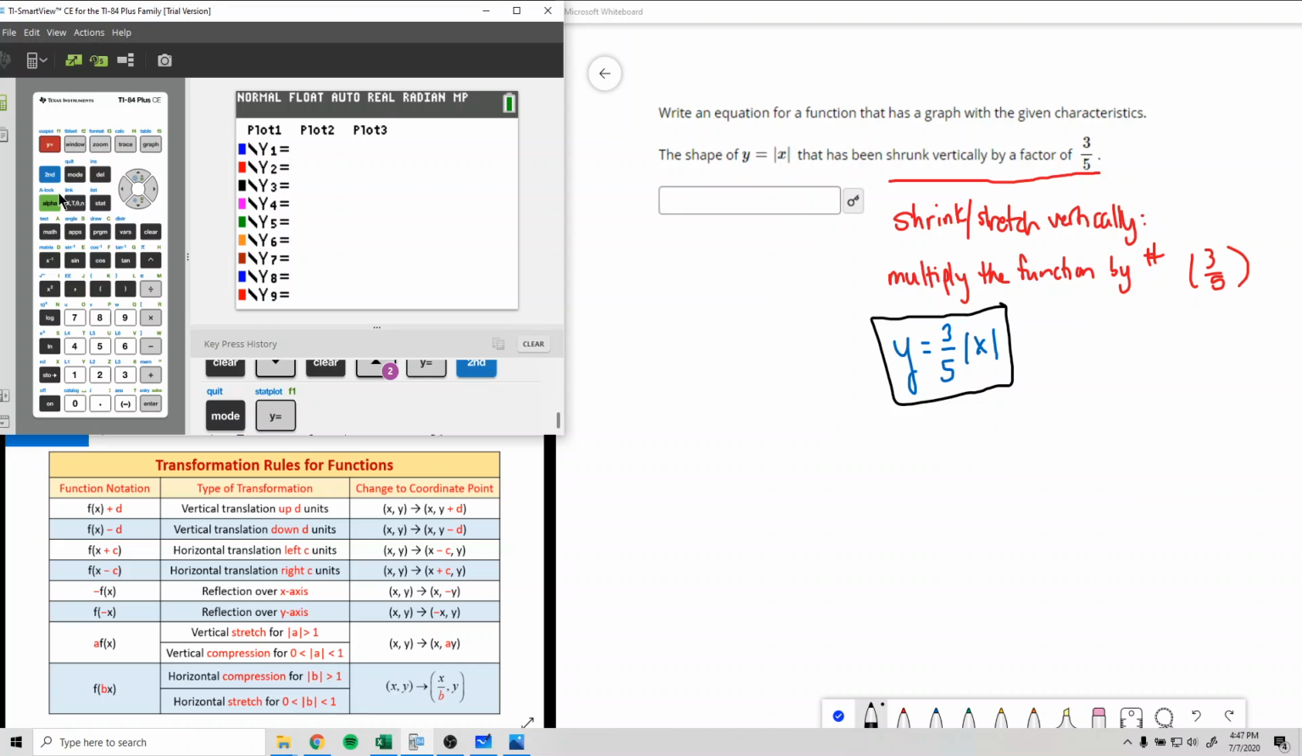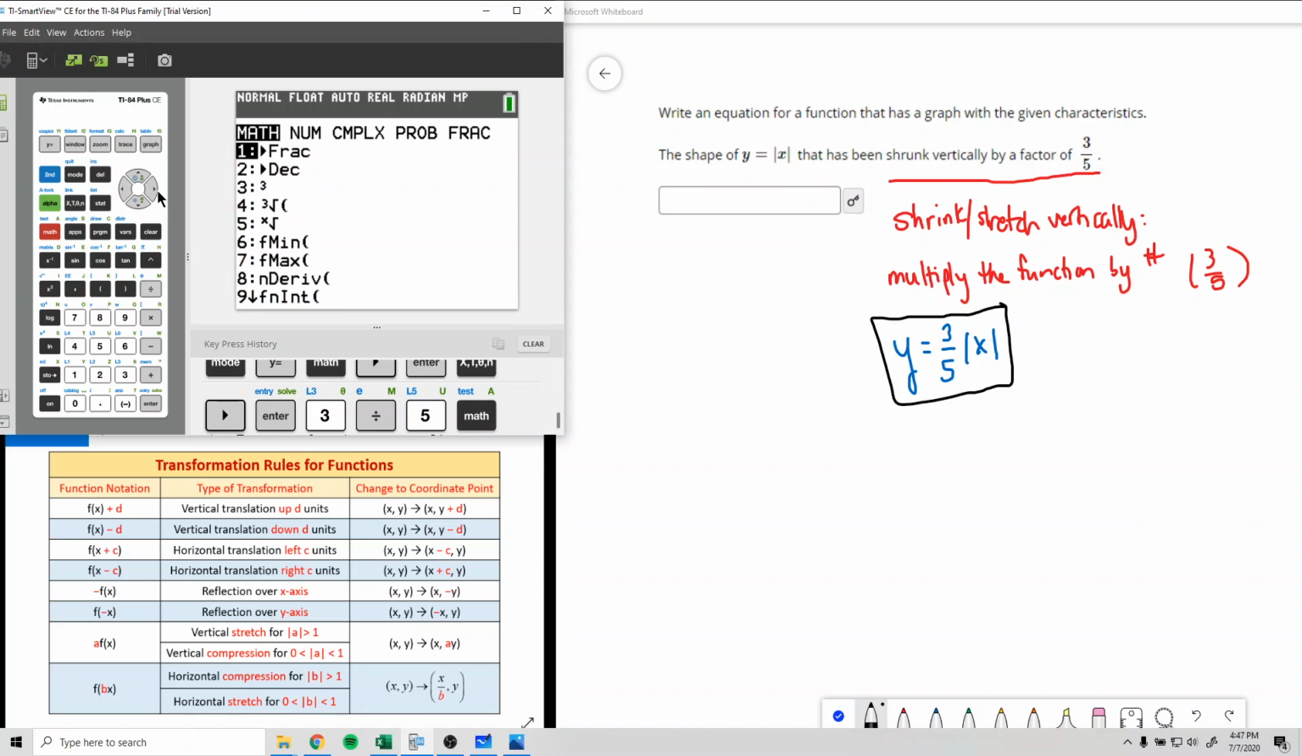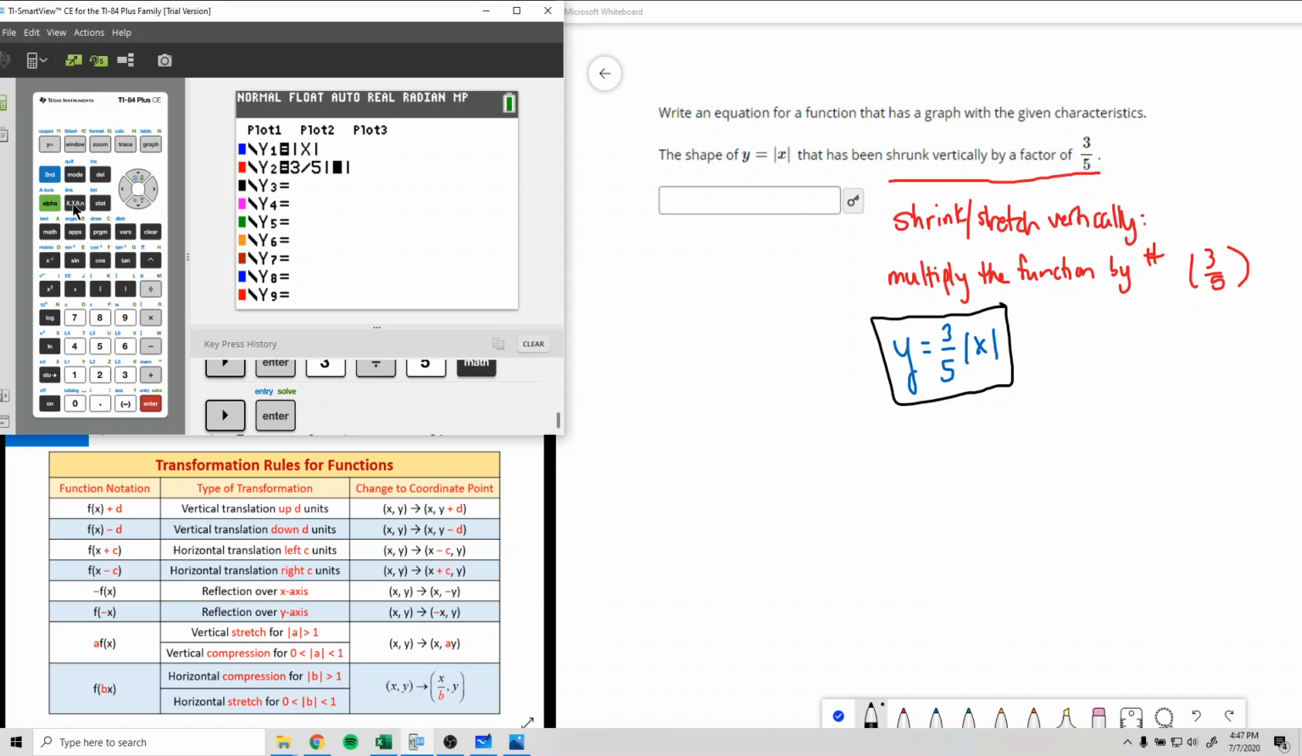So we've got to graph y equals the absolute value of x. Remember, the absolute value, hit math and go over to number. The ABS is there. And then the second one, we want to do 3 divided by 5, and then times the absolute value of x.